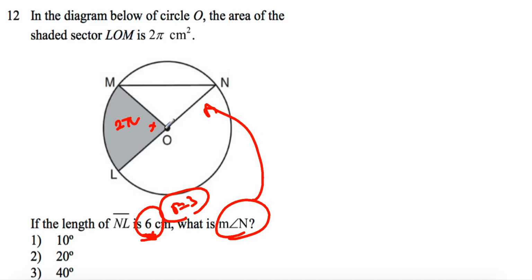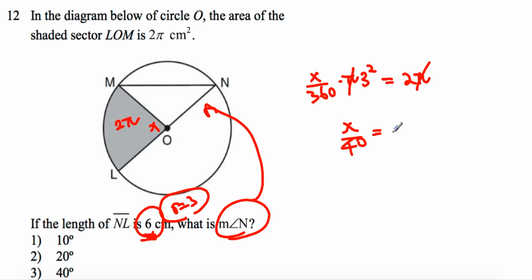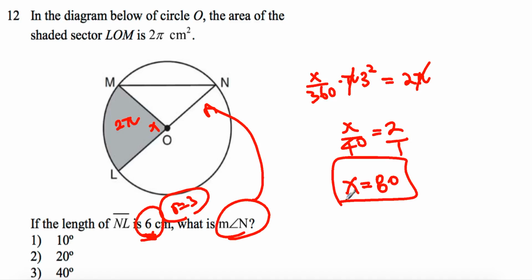Let me call this one angle x. So x over 360 times pi r squared, which is 3 squared, has to be equal to 2 pi. Then of course pi cancels out, and this becomes 9. So we get x over 40. When you cancel out the 9's together, then we get 2. So when we cross multiply one more time, we get x equals 80. So 80 seems to be our answer for x.